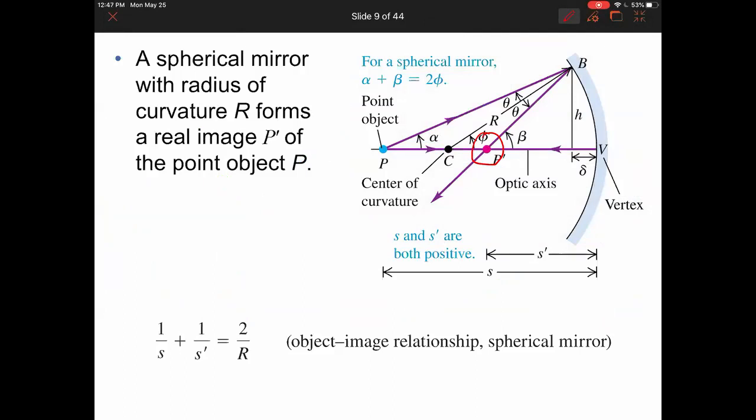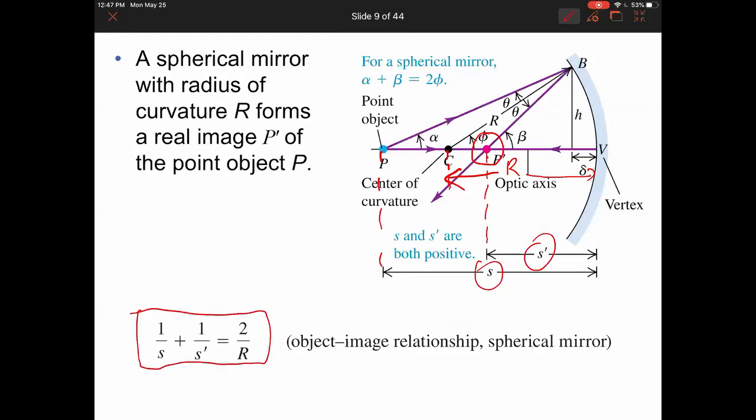That means P prime is the image position, due to two actual rays intersecting at that point. I can take that position P prime to find the image position, use point P to find the object position, and use the curvature C, which gives me the radius of this sphere. Then I can use that to find what we call the equation for mirrors. So 1 over the object distance plus 1 over the image distance equals 2 over the radius of that spherical mirror.